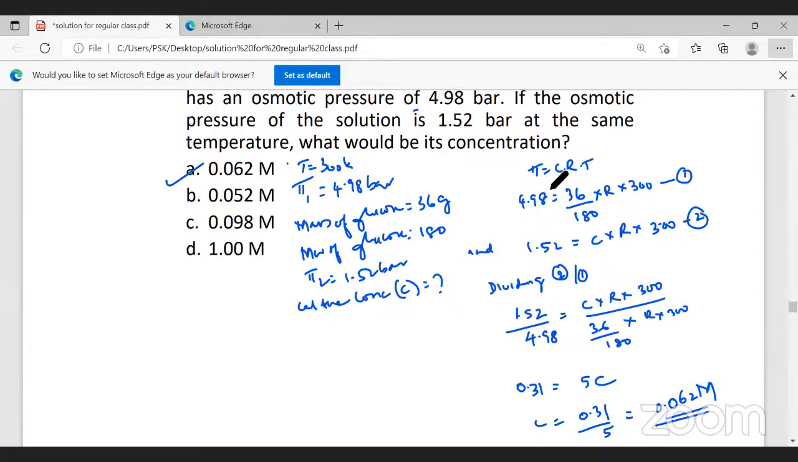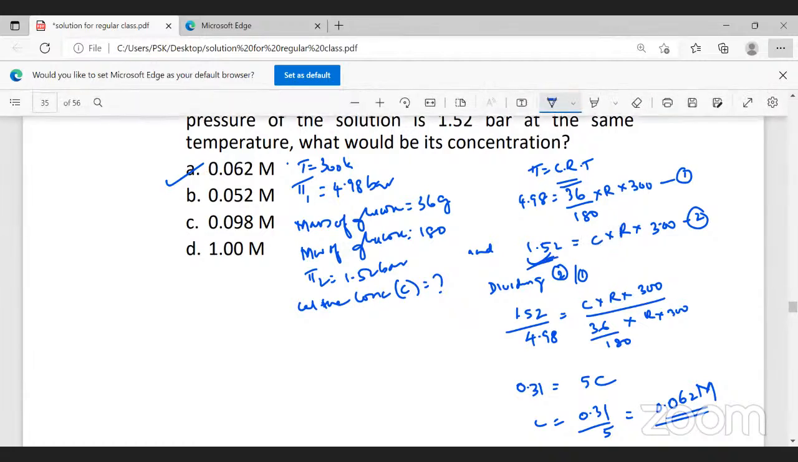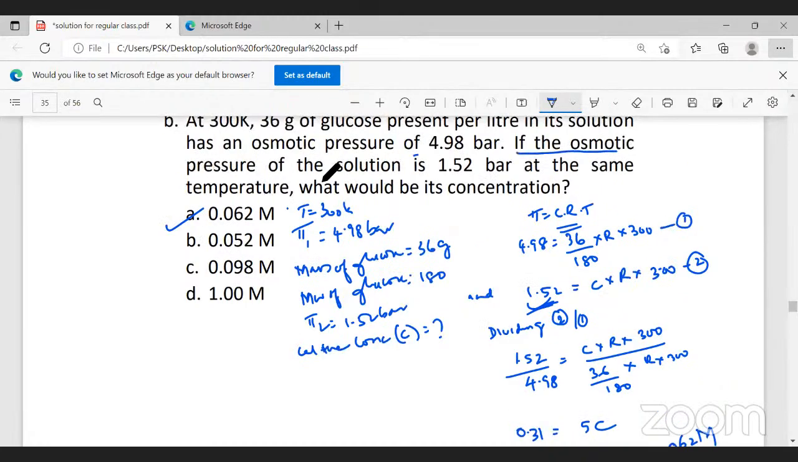So the only formula we use is pi is equal to C into R into T. Since they have given two osmotic pressures, for the first osmotic pressure, 4.98, we know the concentration because they've given 36 grams and the molecular mass also we know. For the second osmotic pressure, it's 1.52, we don't know the concentration. They're asking, if the osmotic pressure of the solution is 1.52 bar, what would be its concentration? They're asking us to find the concentration.